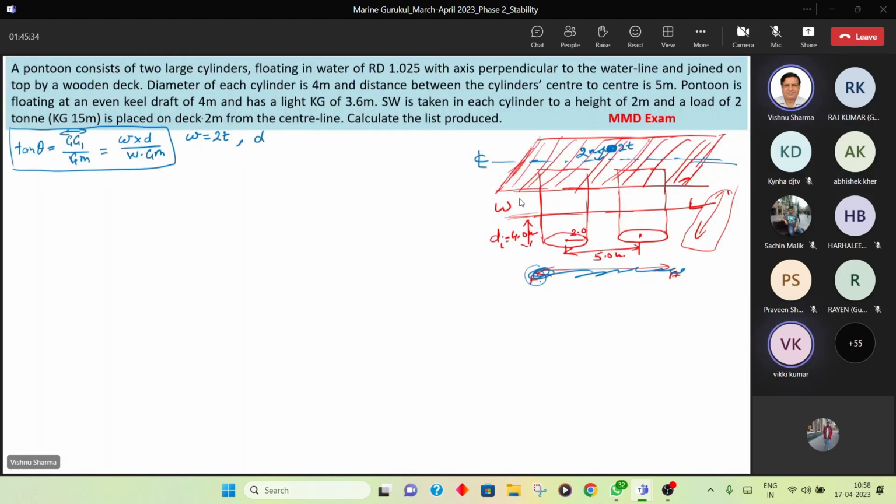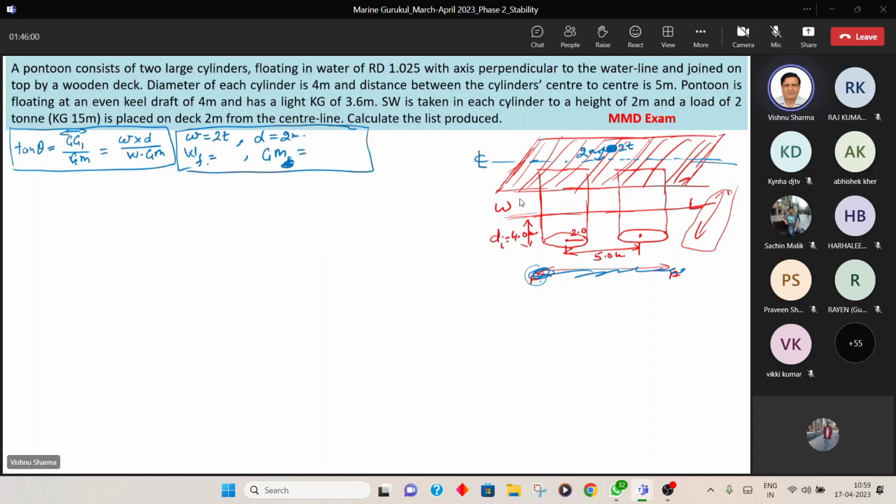Yes or no? Yes. This d is not draft. It is 2 meters off the center line. The displacement will be, of course, the final displacement. We'll have to get the final G, and once we are able to get this GM, then we are good to solve the question, yes or no? Yes, sir.